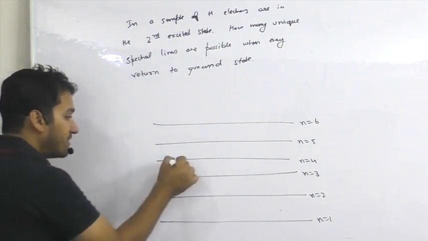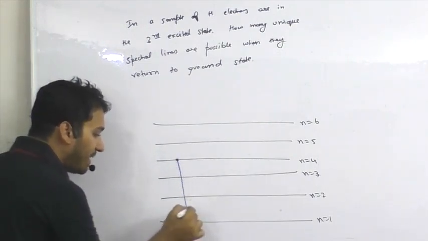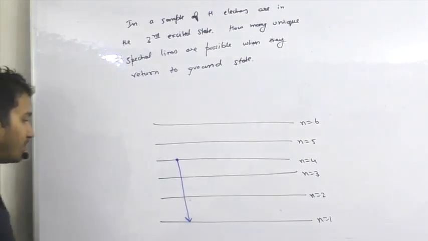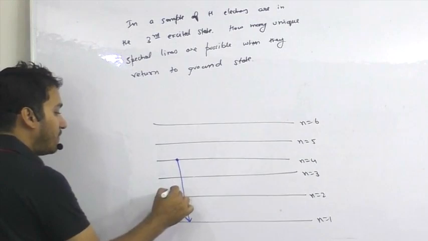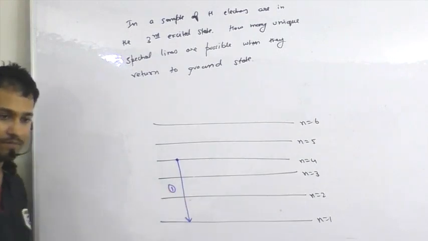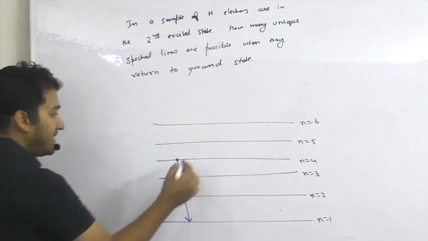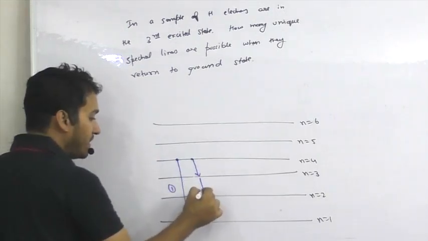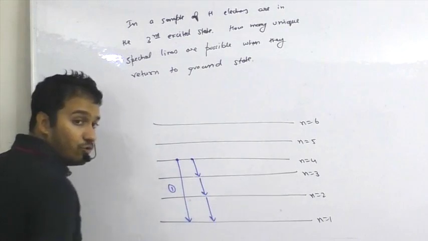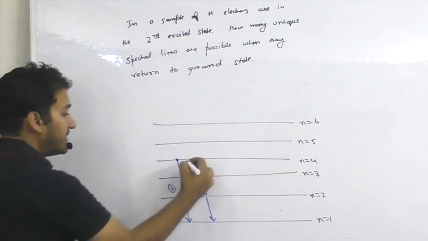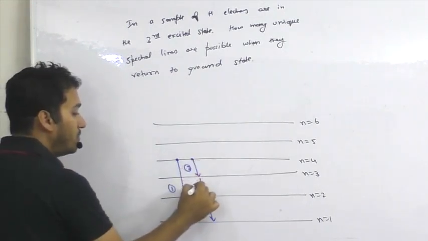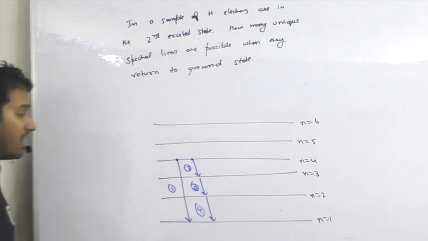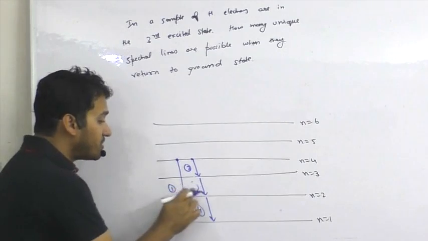Now, one possible transition is that the electron jumps directly back, right? From 4 to 1, it jumps directly, which means it will release one particular kind of photon. Let me call it photon kind 1. Another possibility is that the electron could do this from 4 to 3, then 3 to 2, and then 2 to 1. This is possible. So it would release another photon of the type 2, 3, 4. These are all going to be different photons. Can you tell me any other photons which are possible?